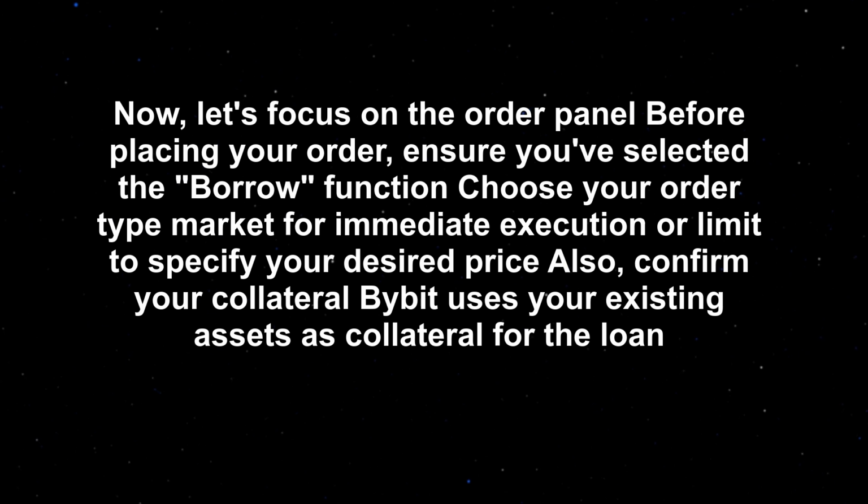Now, let's focus on the order panel. Before placing your order, ensure you've selected the borrow function. Choose your order type, market for immediate execution, or limit to specify your desired price. Also, confirm your collateral. Bybit uses your existing assets as collateral for the loan.